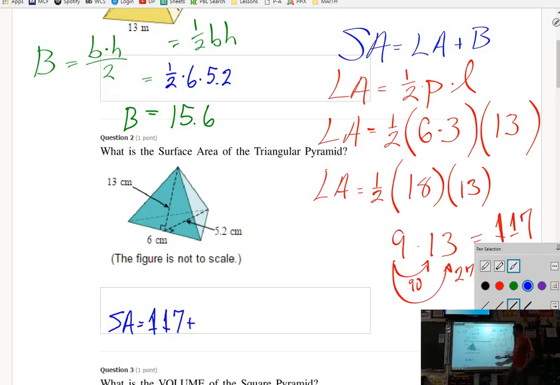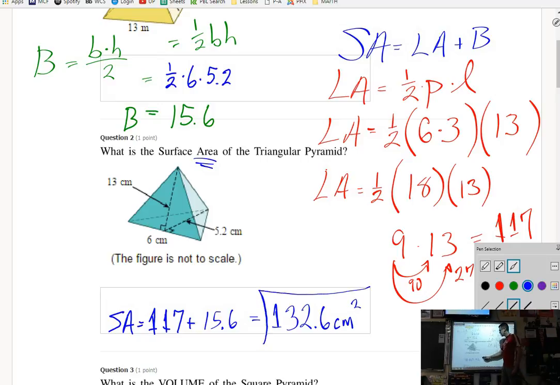I plug that into my surface area formula because I know all I need is the lateral area and 1 of the base. And I'm going to get my total surface area. What's the sum, Casey? 132.6 centimeters cubed. Ooh, surface area, centimeter squared. You must have a label. Without a label, it doesn't communicate anything.